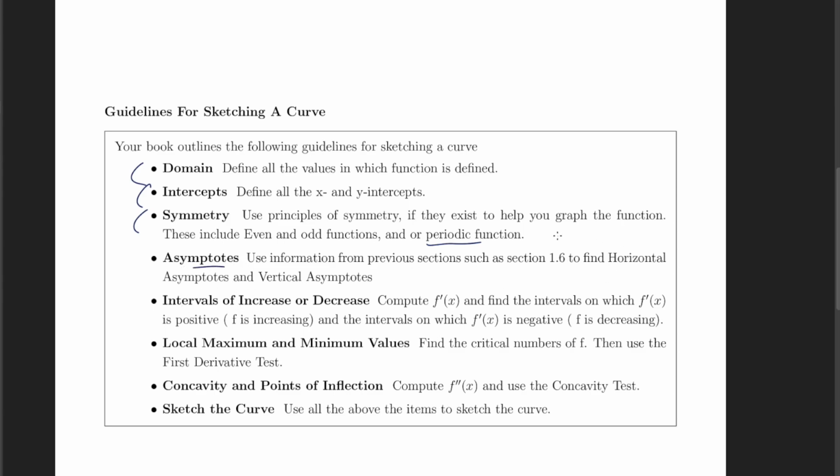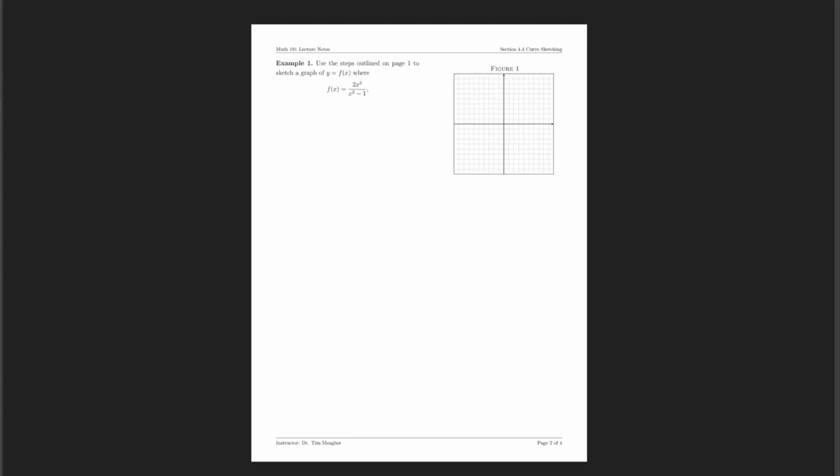We're going to use stuff we learned in like 1.6, how to deal with asymptotes, and figure out if it's going up and down. We're going to find intervals of increasing and decreasing. We're going to find local max and min values. We're going to look for concavity, points of inflection, and we're going to sketch the curve. So all of this is very much like we did in the last section, just we're going to put it all together for the next following problem. So let's dive into it. Let's just get into one of them.